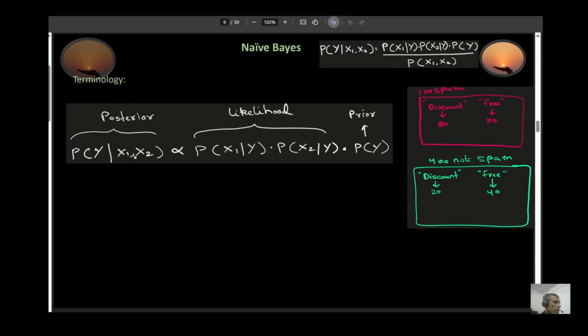A little terminology alert. This expression is referred to as the posterior, this is referred to as the likelihood, and this is called the prior. The reason this is called prior is because this is the probability of obtaining y before you observed x1 and x2. And this is called posterior because this is the probability of y after you have seen the evidence of x1 and x2.